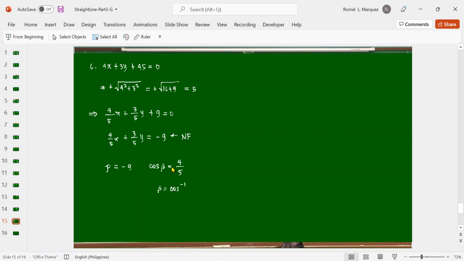So since this is positive, it is in the first quadrant. Because location of beta is either in the first only or in the second. So 4 divided by 5, inverse cosine. So that is 36.87 degrees. Okay, guys?